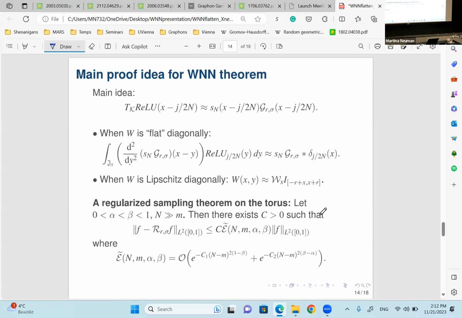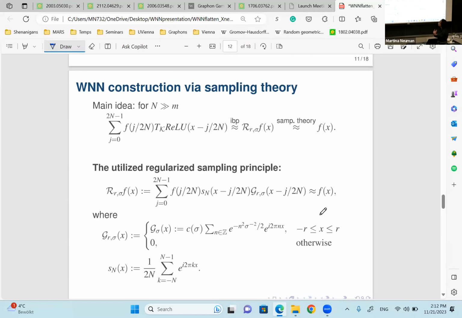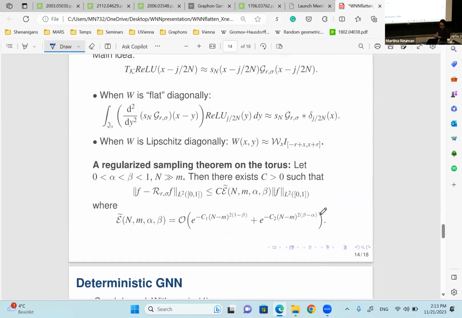Now, most of the work for this paper is in demonstrating the regularized sampling theory on the torus, which is this one right over here. Most of the work is in this, and then the construction of WNN.